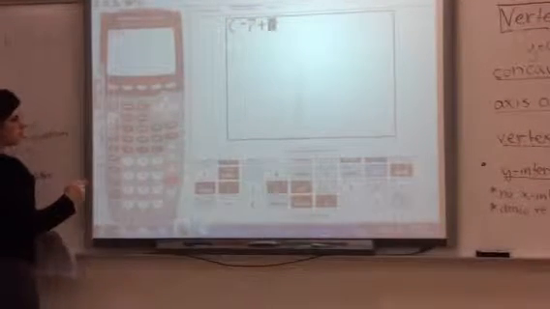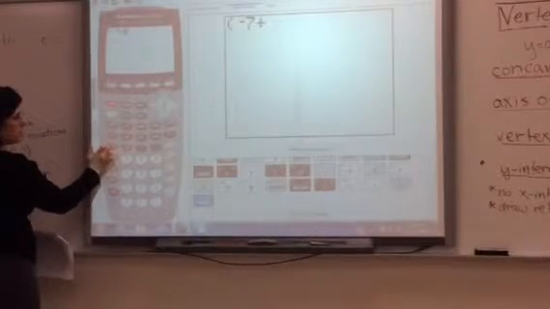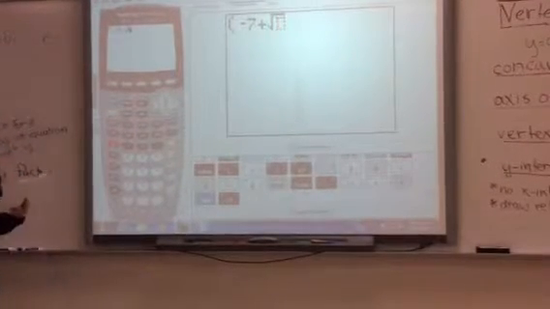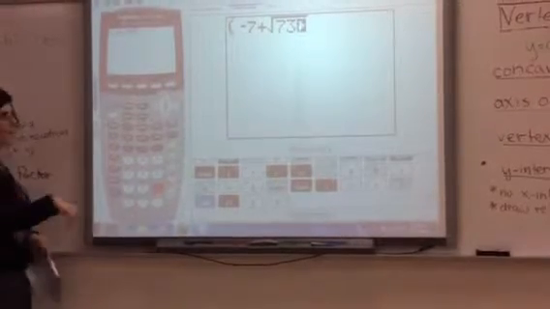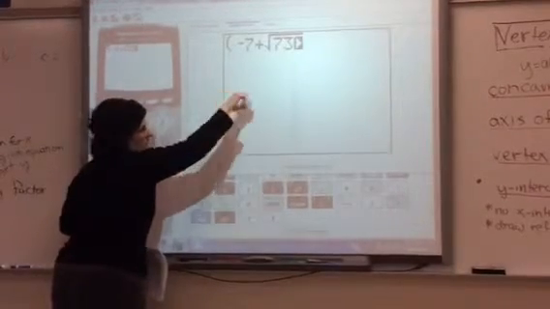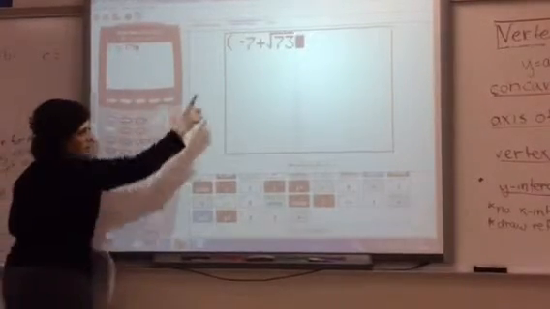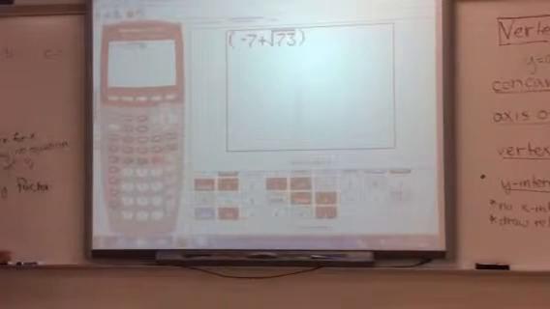Plus the square root, second x squared, of 73. If you have the newer kind of calculator like mine, you need to arrow out of it and close your set of parentheses.